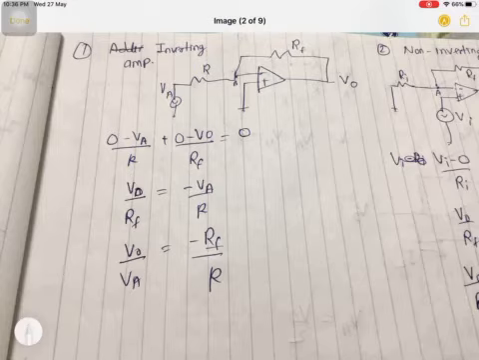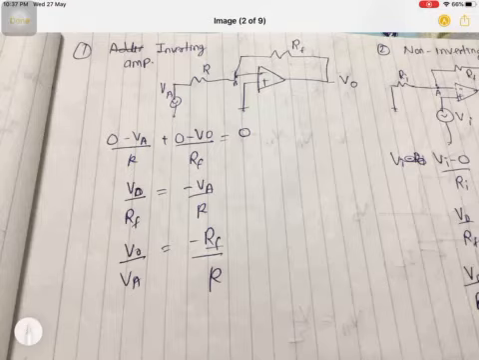Virtual short means the potential at both terminals will be the same. So here it is ground, so this potential will also become ground. Now we apply KCL at this point: (0 minus VA) divided by R plus (0 minus VO) divided by RF equals 0. We take the ratio VO by VS, and it comes out to be minus RF by R. So it is an inverting amplifier with the gain RF by R.